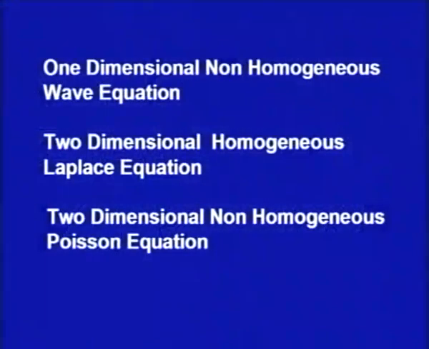In today's lecture, we will cover three things: one-dimensional non-homogeneous wave equation, two-dimensional homogeneous Laplace equation, and two-dimensional non-homogeneous Poisson equation. Poisson equation is actually the non-homogeneous form of Laplace equation. So let us start with the one-dimensional wave equation with non-homogeneous, that is, the right-hand side is not zero.